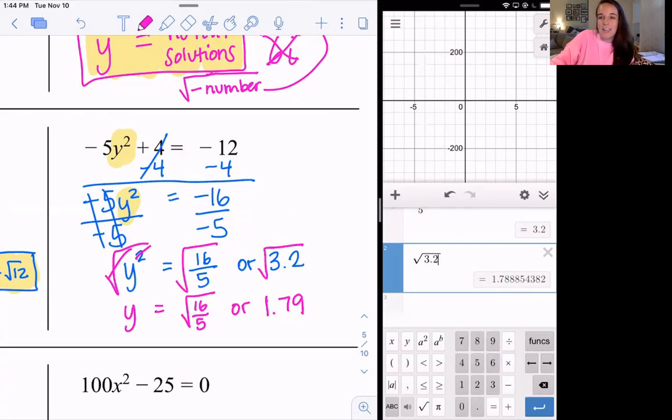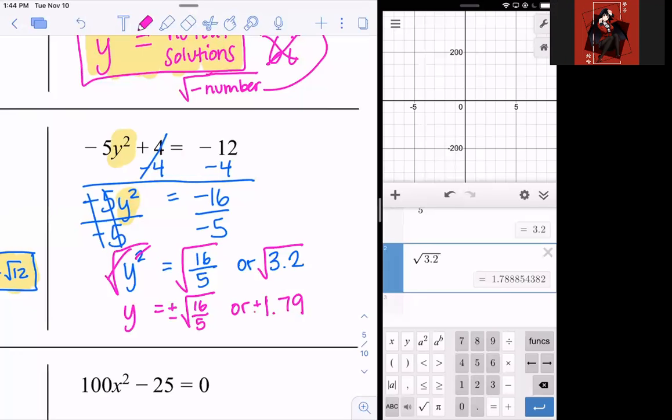What did I forget? What did I forget? The square root over 1.79. Say that again. Oh, it's the plus and the minus. Yeah, the plus or minus. Awesome. So we have plus or minus. Right, so we have that plus or minus.